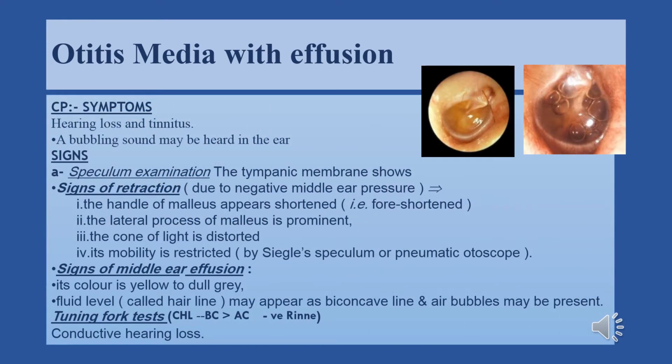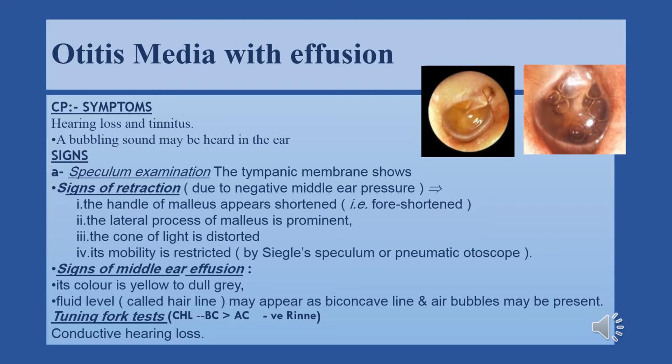Clinical picture of secretory otitis media. The patient will complain of hearing loss or tinnitus. On examination, we can see that the drum is retracted. There is foreshortening of the handle of malleus. The lateral process of the handle of malleus is more prominent. There is distortion of the cone of light, and the mobility is restricted.